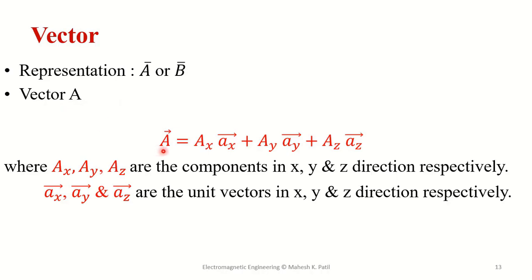Now vector A can be written as A bar equal to AX ax bar plus AY ay bar plus AZ az bar, where capital AX, capital AY and capital AZ are the components of vector A in X, Y and Z direction respectively, and small ax bar, ay bar and az bar are the unit vectors in X, Y and Z direction respectively. In this way a vector is represented.